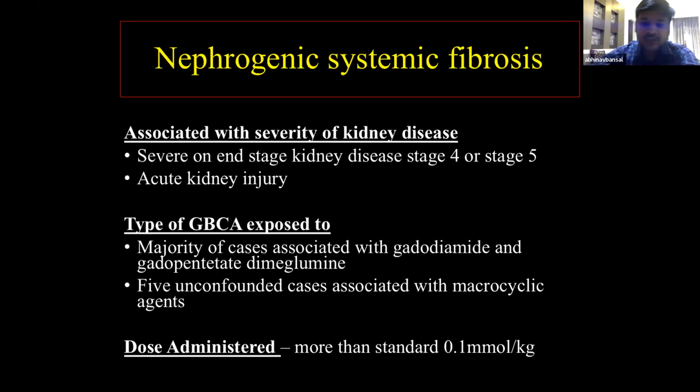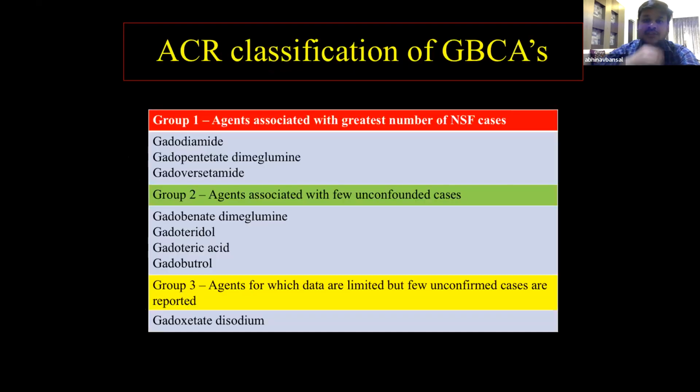So they were associated with spurious high doses of the contrast agents, which were being administered in the early eras. According to the risk of nephrogenic systemic fibrosis and the association with various cases, the American College of Radiology has introduced this classification of the gadolinium-based contrast agents. They have classified the contrast agents into 3 groups based on association with the NSF cases. Group 1 agents are the culprits. They have been associated with the greatest number of NSF cases.